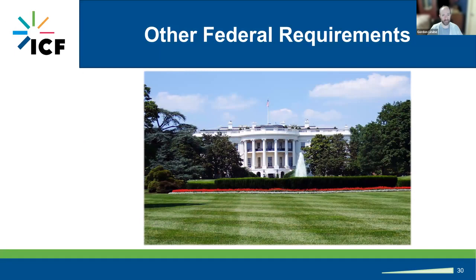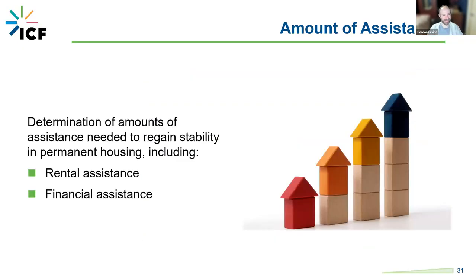Other federal requirements. This is, of course, the White House, though it's usually Congress that's in charge of this particular thing. Next slide, please. Determining the amounts of assistance needed to regain stability in permanent housing, including rental assistance and financial assistance, is the subject of this section. Next slide, please.